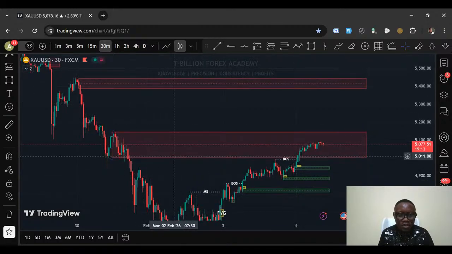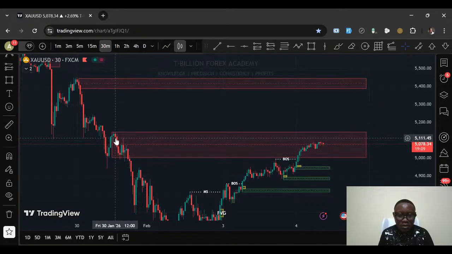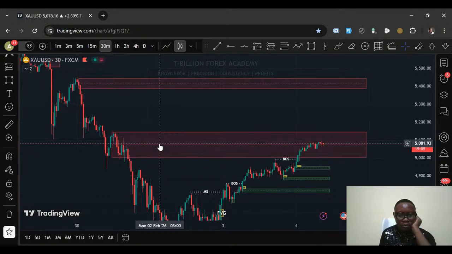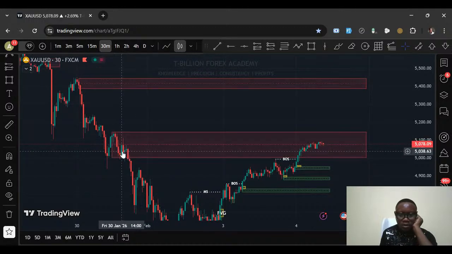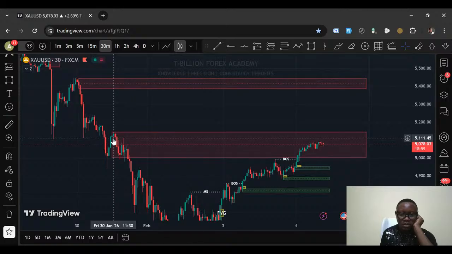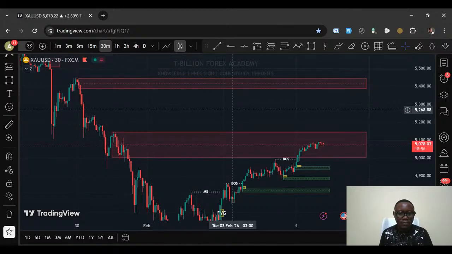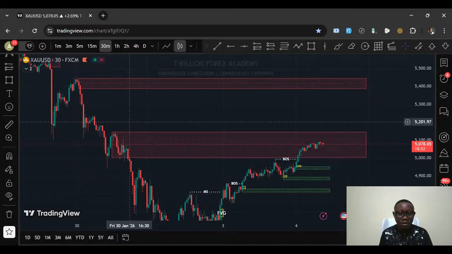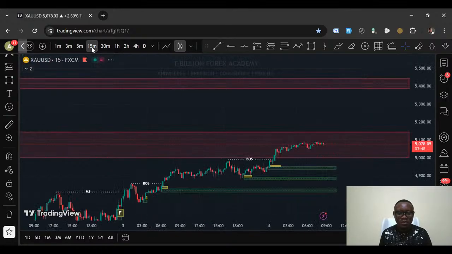Okay, so on the 30-minute time frame, we can further. Okay, this has been mitigated. This has also been mitigated. This, and we have this, which also has been mitigated. Let's drill down to this 15 minutes time frame.